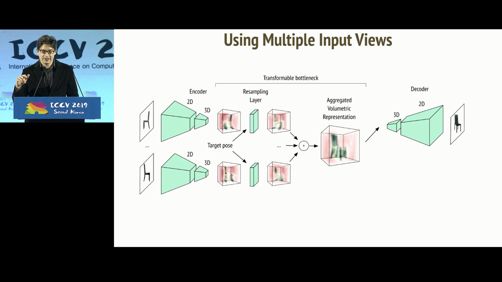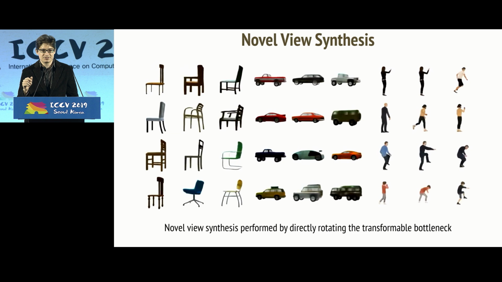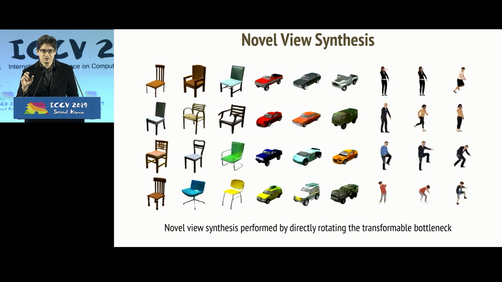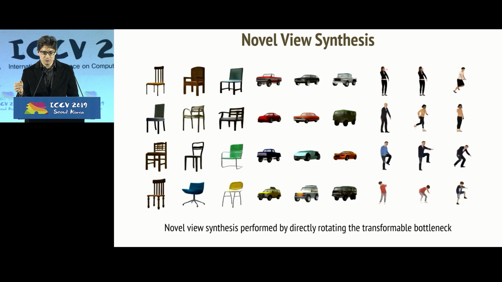Here you can see some examples of novel view synthesis results for a variety of objects. Once you've extracted the encoded bottlenecks, we can synthesize arbitrary novel viewpoints simply by specifying the appropriate rigid pose transformation between the source viewpoint and the target viewpoint. And you can see this works quite well in a variety of object categories.